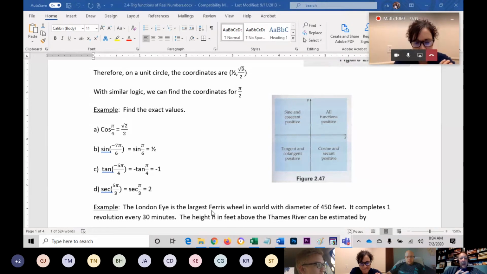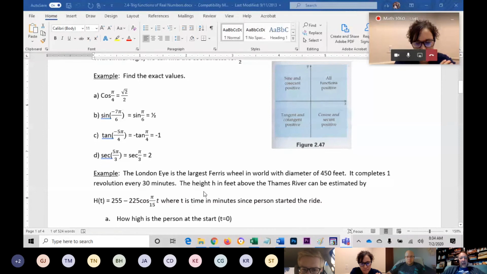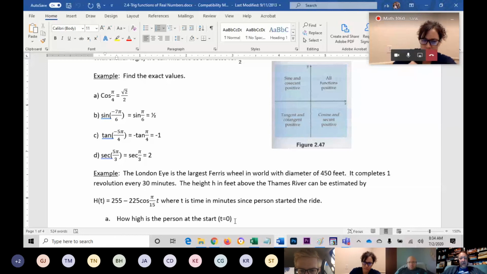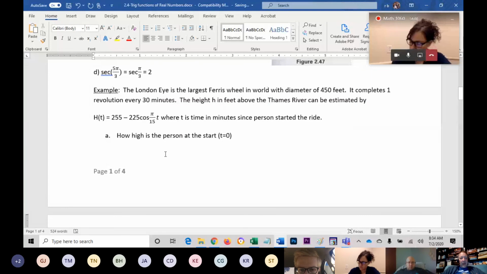The London Eye is the largest Ferris wheel in the world with a diameter of 450 feet. It completes 1 revolution every 30 minutes. The height, h, in feet above the River Thames can be estimated by this function, 255 minus 225 cosine of pi t, where t is the minutes since the person has started the ride. So given this function, how high would the person be at time t?